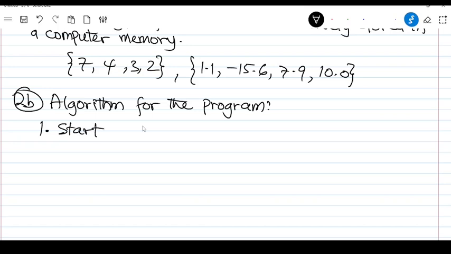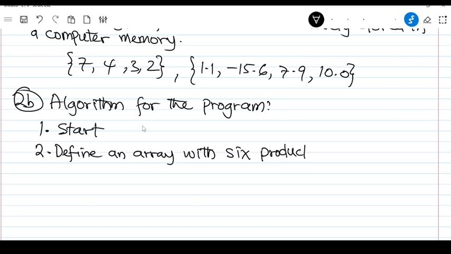Then after that, we're going to write some more steps. Number 2 in the algorithm: define an array with 6 production values. Okay, so that's the second step.